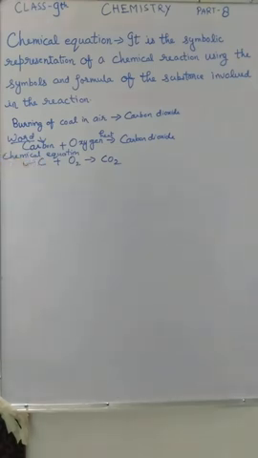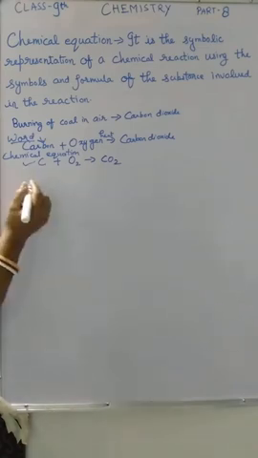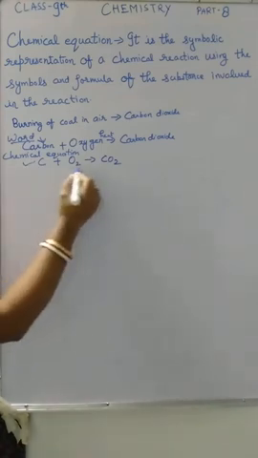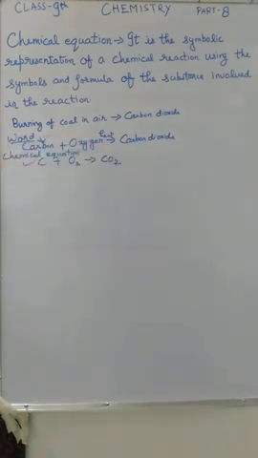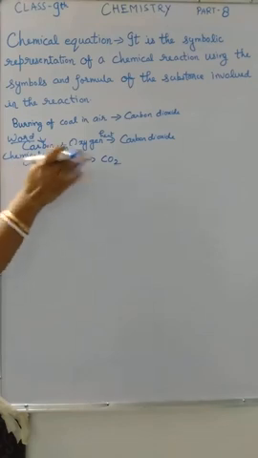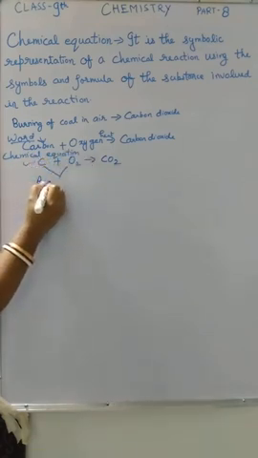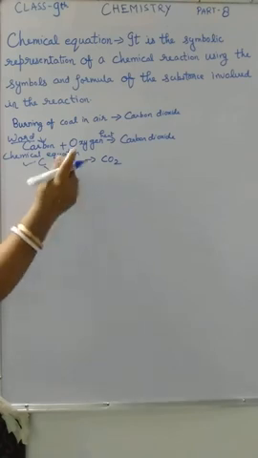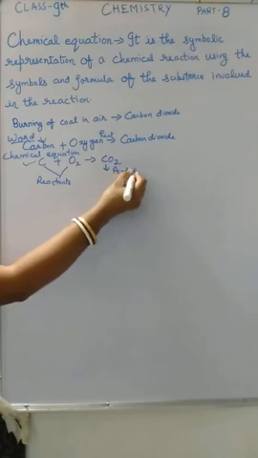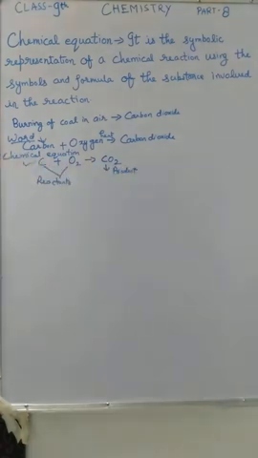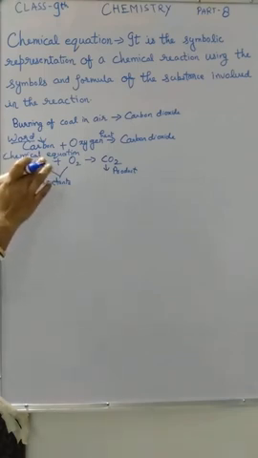Now some steps involved in writing a chemical equation. What are the steps that you have to follow for writing a chemical equation? First one, write the symbol or formula of the reactant. Most important thing in a chemical reaction, the substances which are going to react are called reactant, and the new substance which is formed is called product. Remember it always.